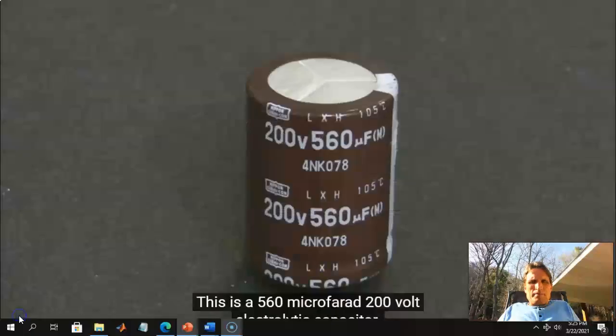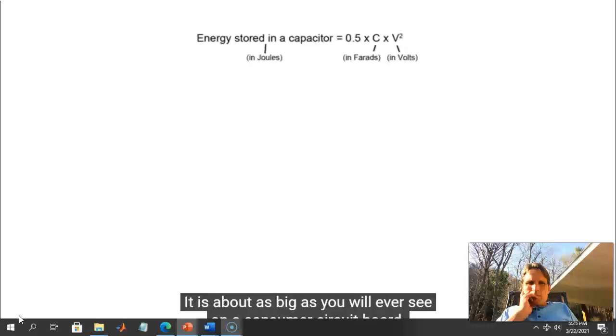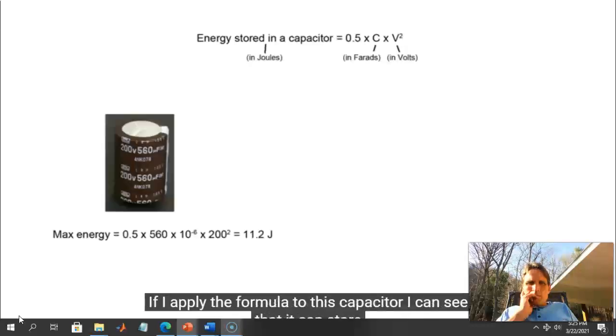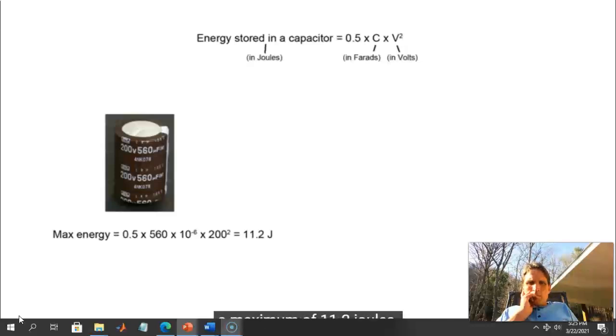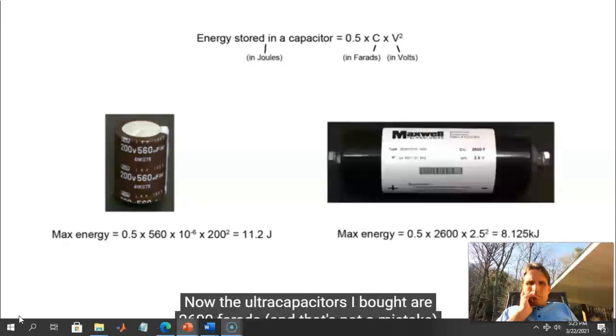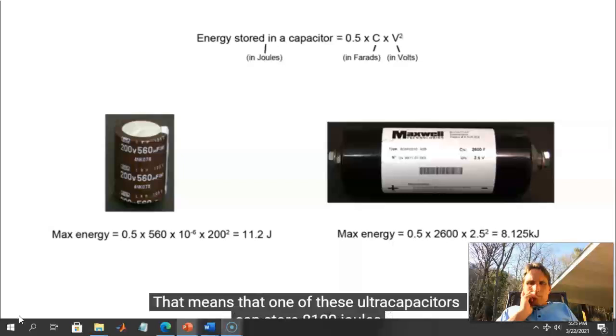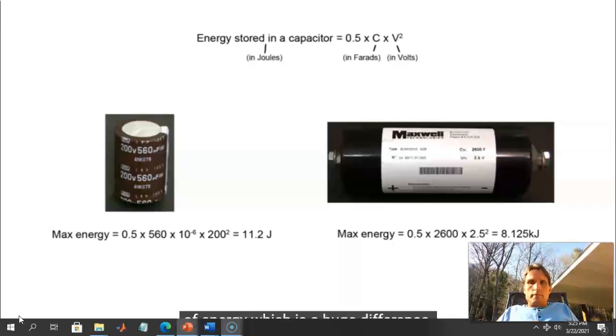Whole bunch of them, electrolytic capacitor, and it's about as big as you'll ever see on a consumer circuit board. The energy stored in a capacitor is given by this formula. If I apply it to this capacitor, I can see that it can store a maximum of 11.2 joules. In certain circumstances, that's enough to do some serious damage. Now, the ultracapacitors I bought are 2,600 farads, and that's not a mistake, 2,600 farads, with a maximum of 2.5 volts. That means that one of these ultracapacitors can store 8.1 kilojoules of energy, which is a ridiculous difference.